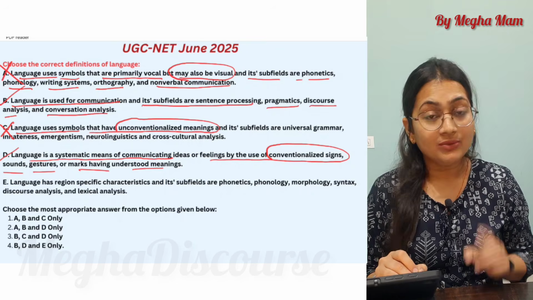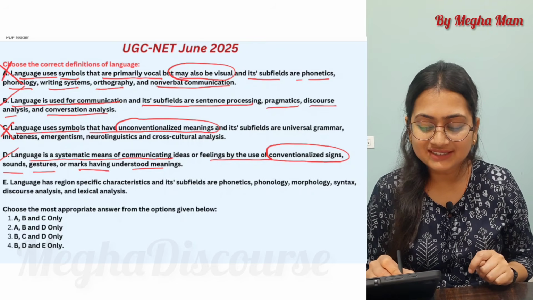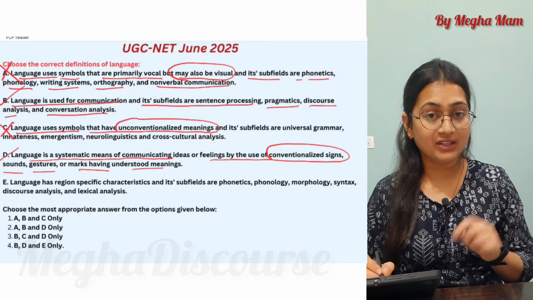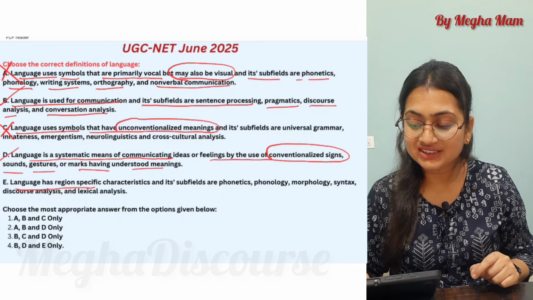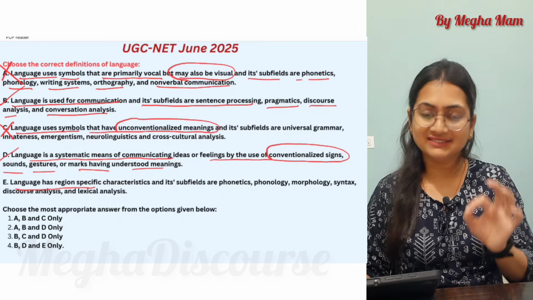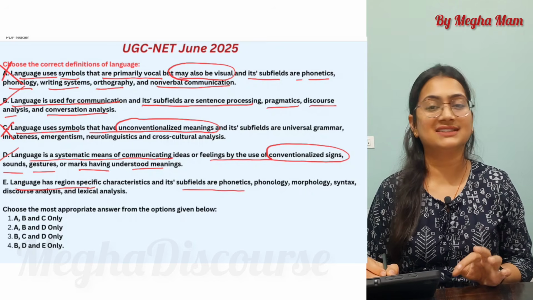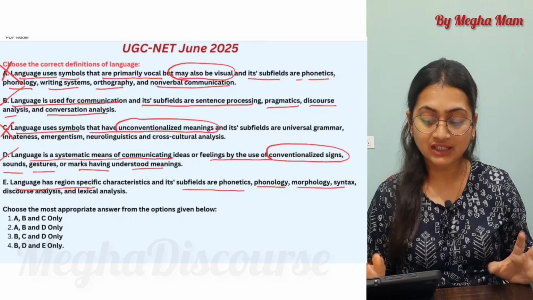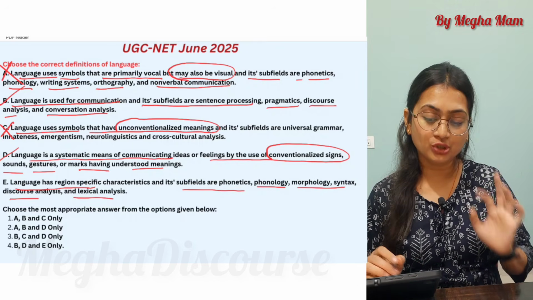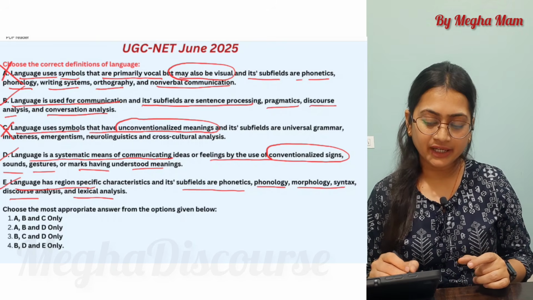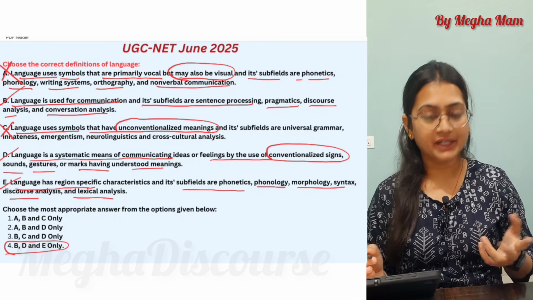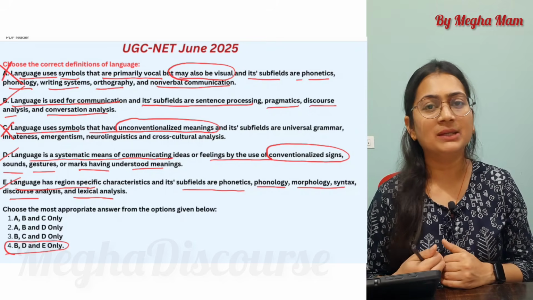Okay, E option. Language has region specific characteristics. Obviously, we have different regions, different accents and cultures, and its subfields are phonetics, phonology, morphology, syntax, discourse analysis, lexical analysis. They are absolutely the subfields. So this is also correct. So our options should be B, D, and A. And in general, if I eliminate A, then your 1 and 2 are incorrect. So you can also use the elimination method.